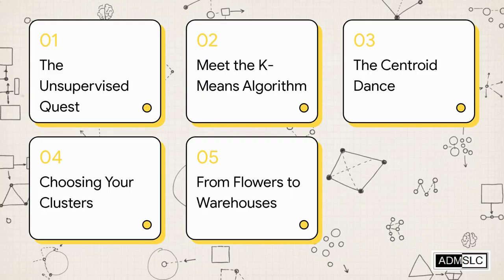So here is the plan for today. First, we're going to talk about the big problem that K-means was built to solve. Then we'll get to know the algorithm itself. After that, we'll break down how it works step by step in what I like to call the centroid dance. We'll cover some pro tips for getting the best results, and finally, we'll look at some really cool real-world examples, both from the past and from right now.